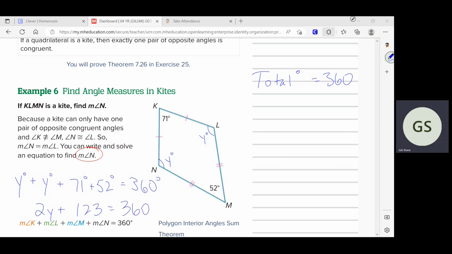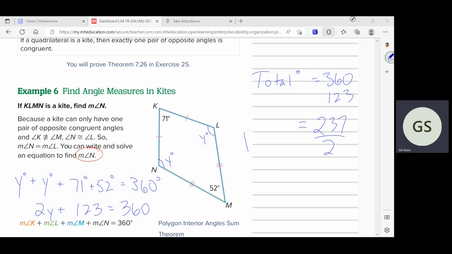123. So you get to that point right there. Now, a lot of you just said, well, I know I need to subtract 123 out of that 360, which would be what you would do if you solved that. Your first step would have been to subtract 123 on both sides. So if you just showed me this, that would be fine. So 237. Then you should know, again, we would have 2y equals 237, so we would divide by 2.